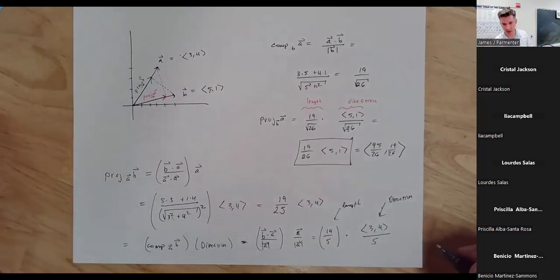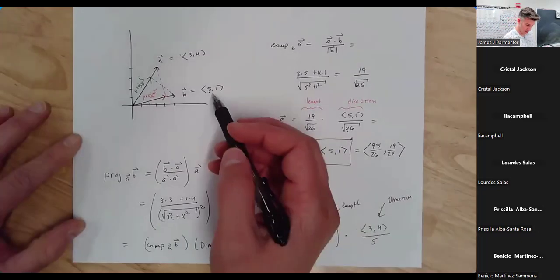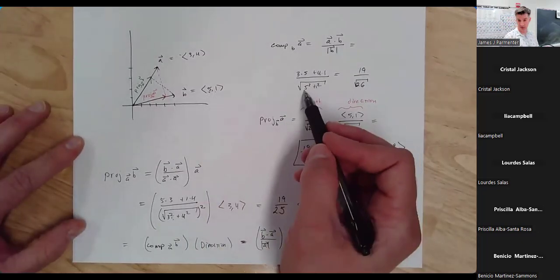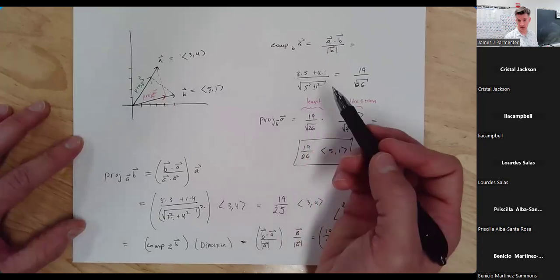How did we get square root 26 under vector B? Because the magnitude of B is the square root of 26, right? If you take the square root of 5 squared plus 1 squared, 5 squared is 25, 1 squared is 1, and 25 plus 1 is 26.